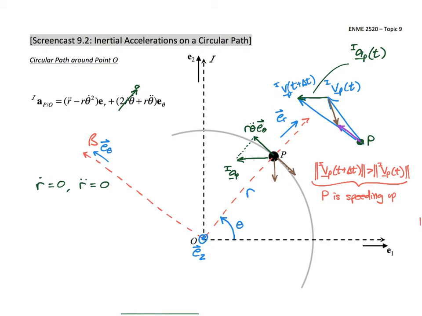Our r theta double dot in the e theta direction would be pointing in the opposite way, meaning that, remember, r stays the same, but it's theta double dot, which would now be negative, which would point us in the negative e theta direction.